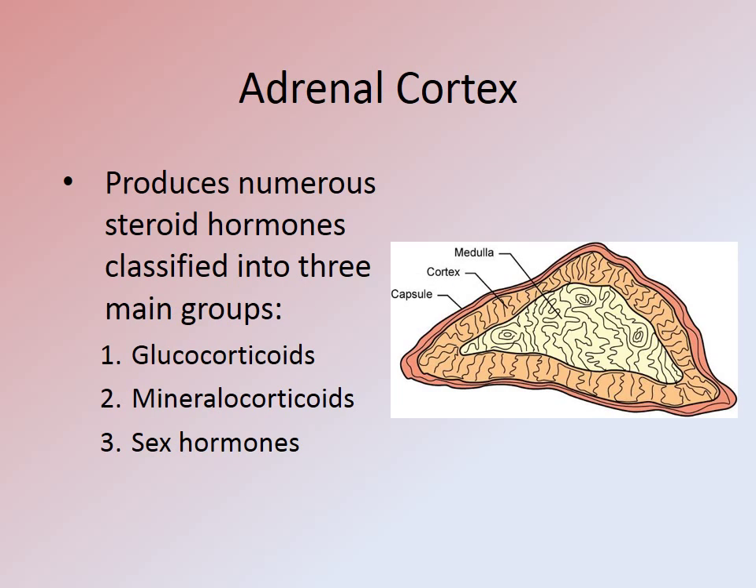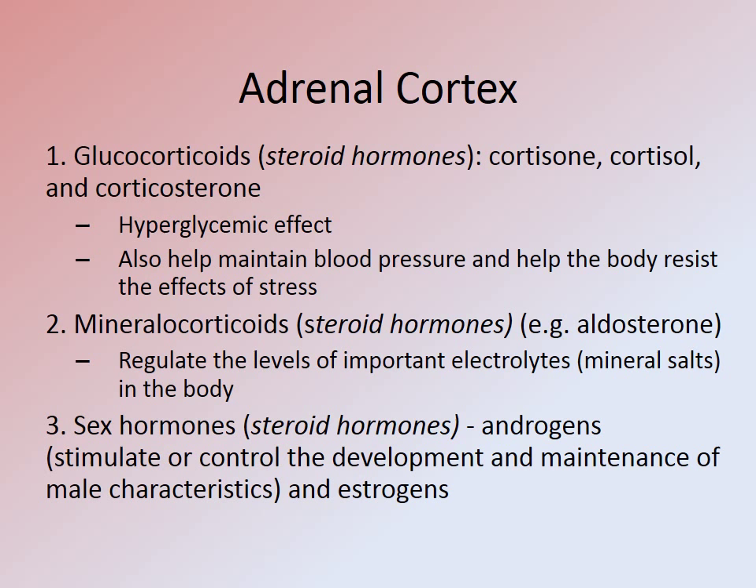This right here shows you the adrenal cortex being the outer layer and the adrenal medulla being the inside layer. The adrenal cortex itself produces numerous steroid hormones classified into three main groups, okay? These steroids produced by our adrenal cortex are glucocorticoids, mineralocorticoids, and sex hormones. Those are the three groups of hormones produced by our adrenal gland, and all three of them are steroid hormones.